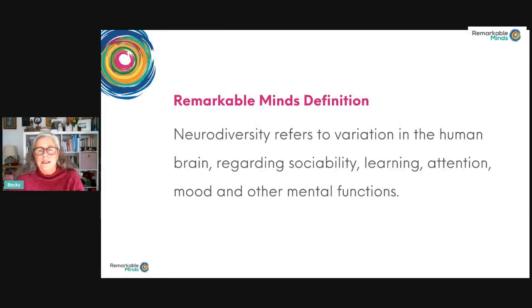So we're going to start off just by looking at our Remarkable Minds definition of what neurodiversity is, because that kind of sets the scene for what we're going to be talking about. So neurodiversity refers to a variation in the human brain regarding sociability, learning, attention, mood, and other mental functions.